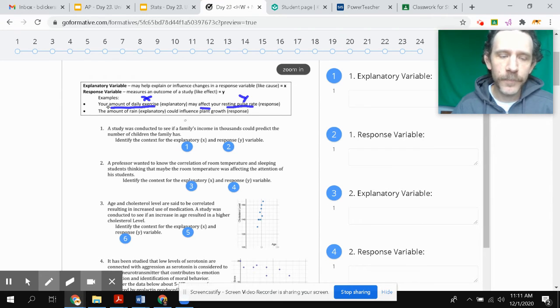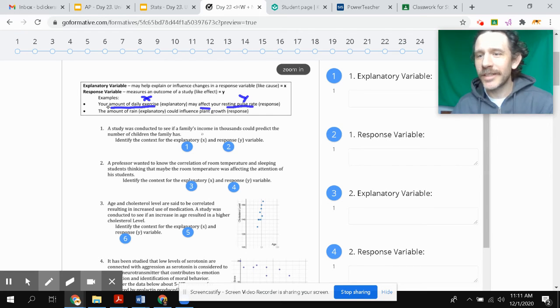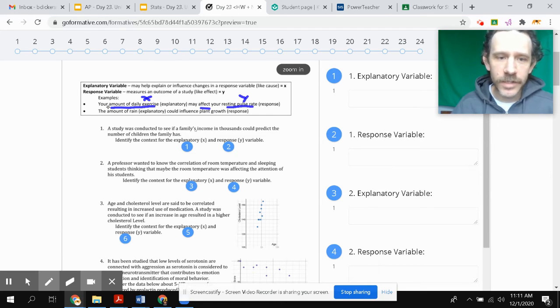affecting the Y, right? So when I come down to number one and I look at the study, they say a study conducted to see if a family's income in thousands could predict the number of children. What's coming first? It's the income. So we're thinking about the income predicting an outcome, which is the number of children. So those are the two variables here, right? What is the first thing that's predicting the other?